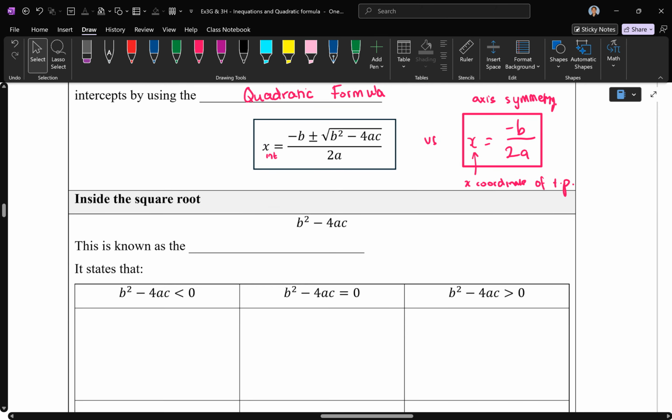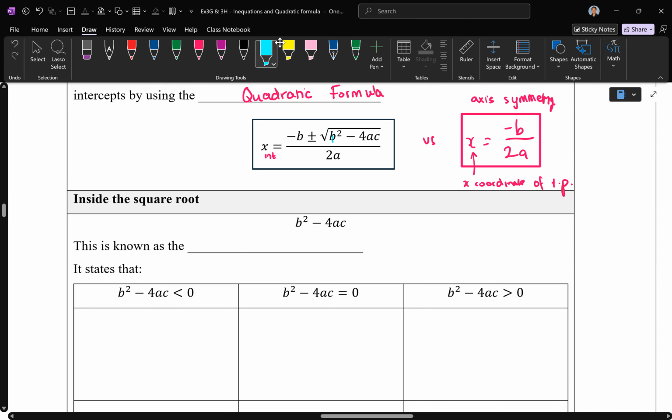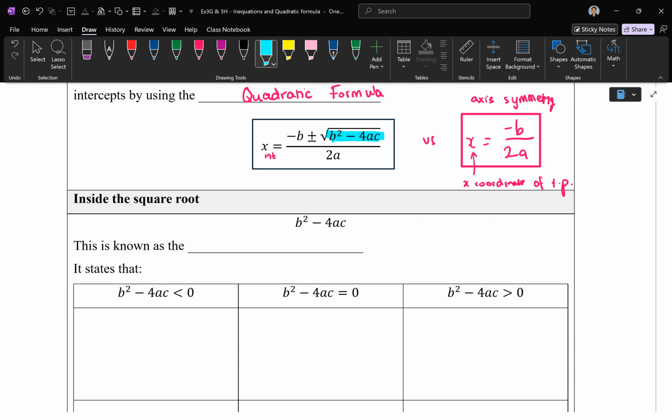Last year, inside the square root, there's this b squared minus 4ac, which is powerful. So next week, that's what we're going to be focusing on. There's a name for it. Anyone know? Starts with D. Anthony again. Discriminant. For now, you're going to memorize this.